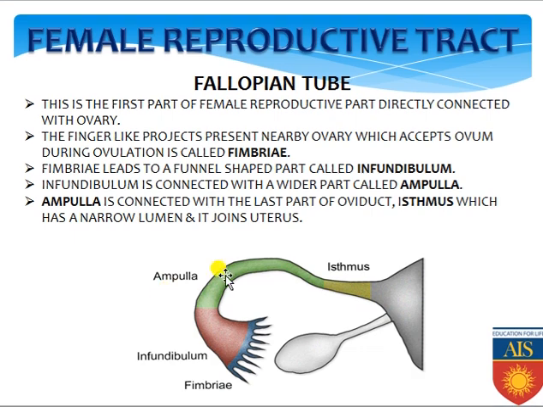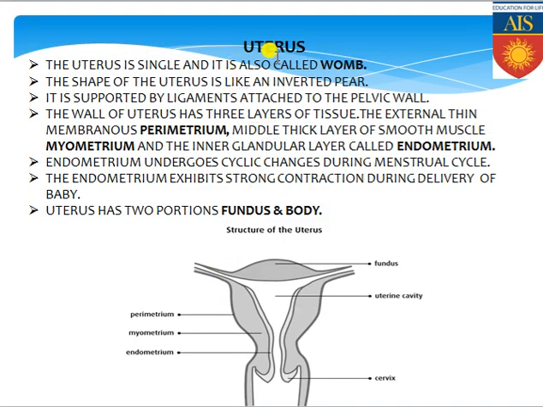After the fallopian tube, the next portion of the female reproductive tract is the uterus. The uterus is single and it is also called the womb. Keep it in your mind, the uterus is known as the womb because the growth of the fetus takes place within it. The shape of the uterus is like an inverted pear, not the straight one.